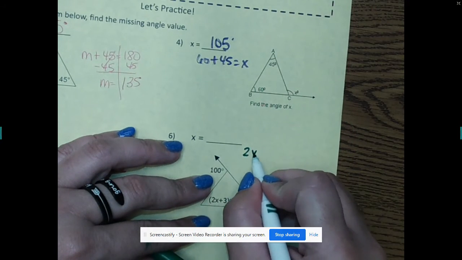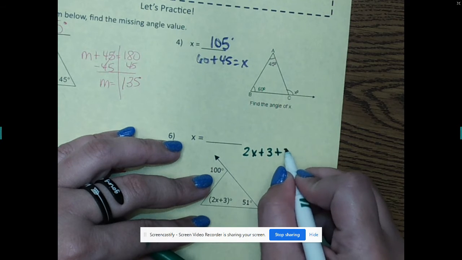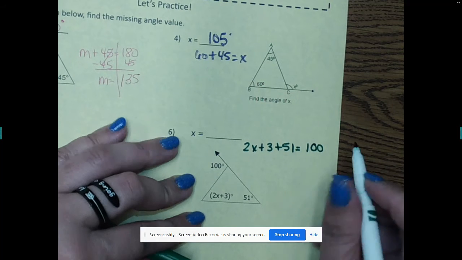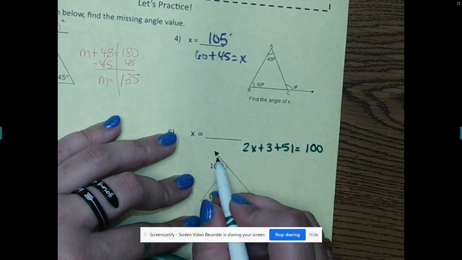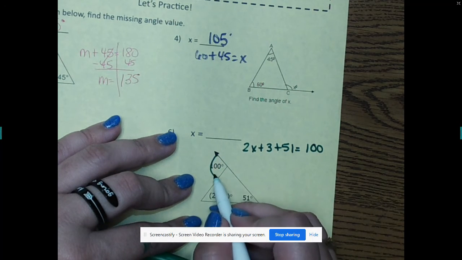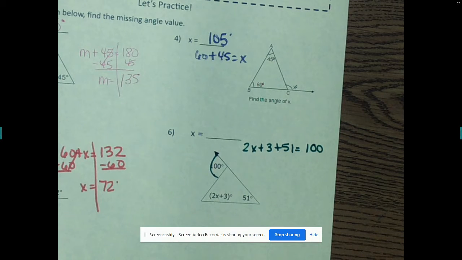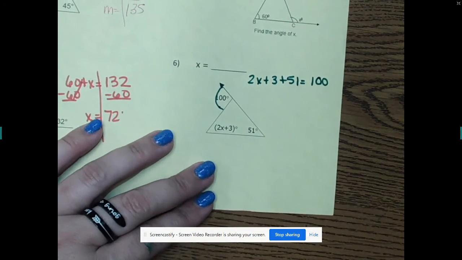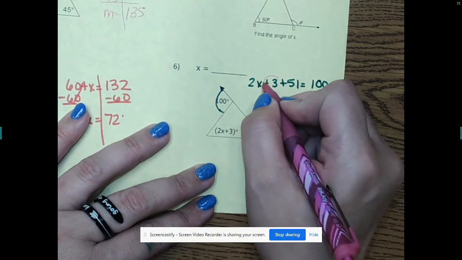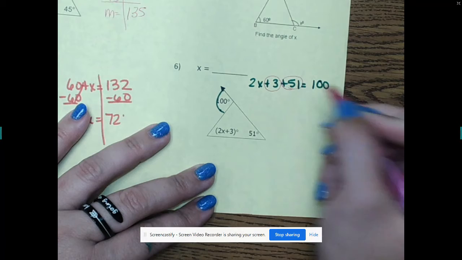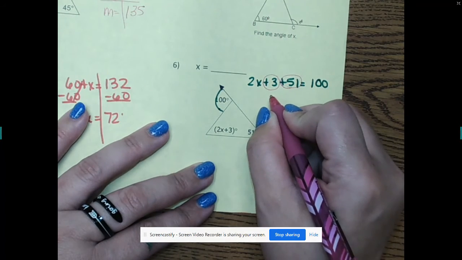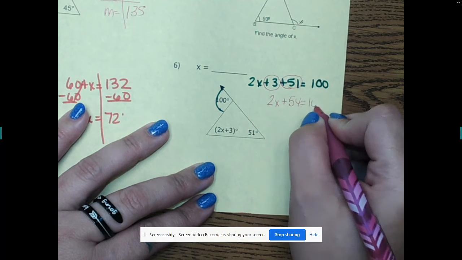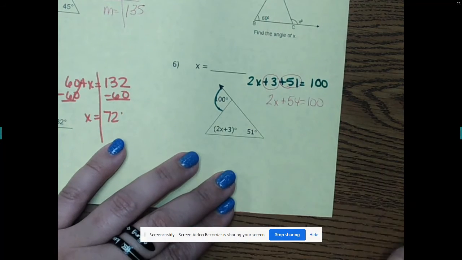Okay, we have 2x plus 3 plus 51 equals 100. And why is it equal 100? Because the exterior. Yeah, that's the outside. That's the exterior. Okay? Can I combine any numbers? 51 and 3. What does that equal? That's 54. Easy. And now again, this is just the algebra we've been doing for 2 weeks now.